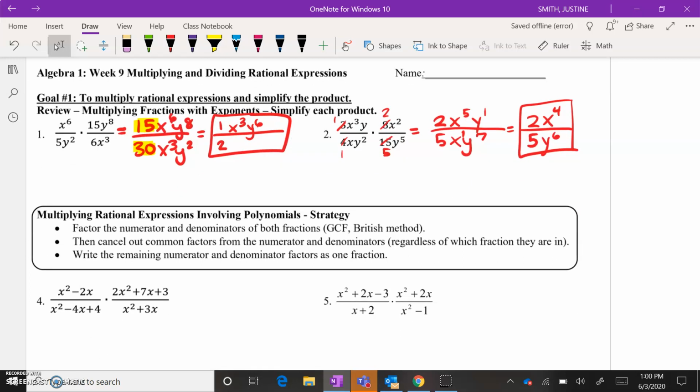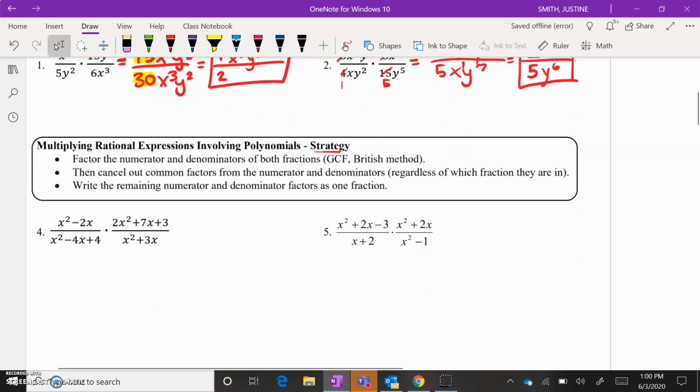So now when you're multiplying rational expressions, you're going to be using some of this, and here's the strategy that we're going to look for. The first thing you're going to do is factor the numerator and the denominator of both of the fractions. The next thing you want to do is cancel out common factors from the numerator and the denominator. And the last thing is that you're going to write the remaining numerator and denominator factors as a fraction.